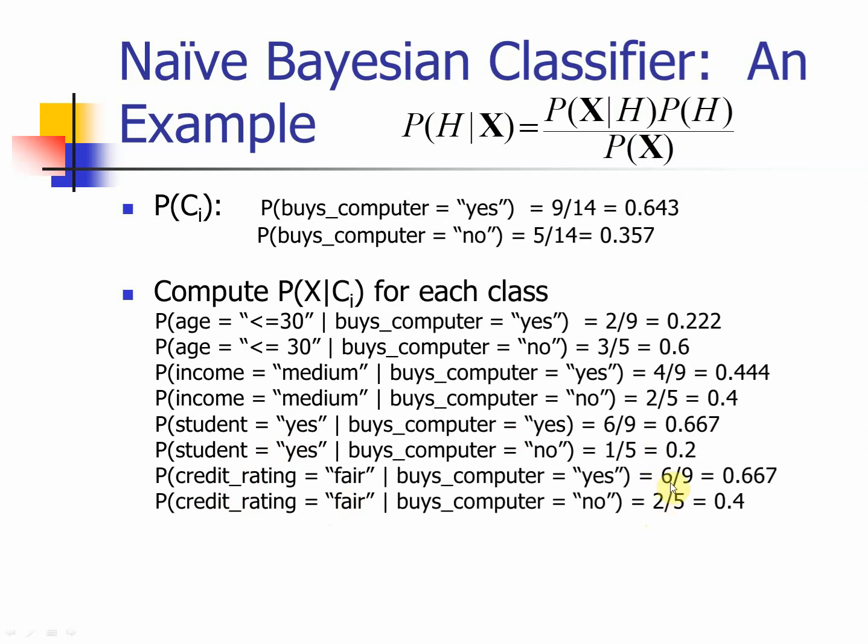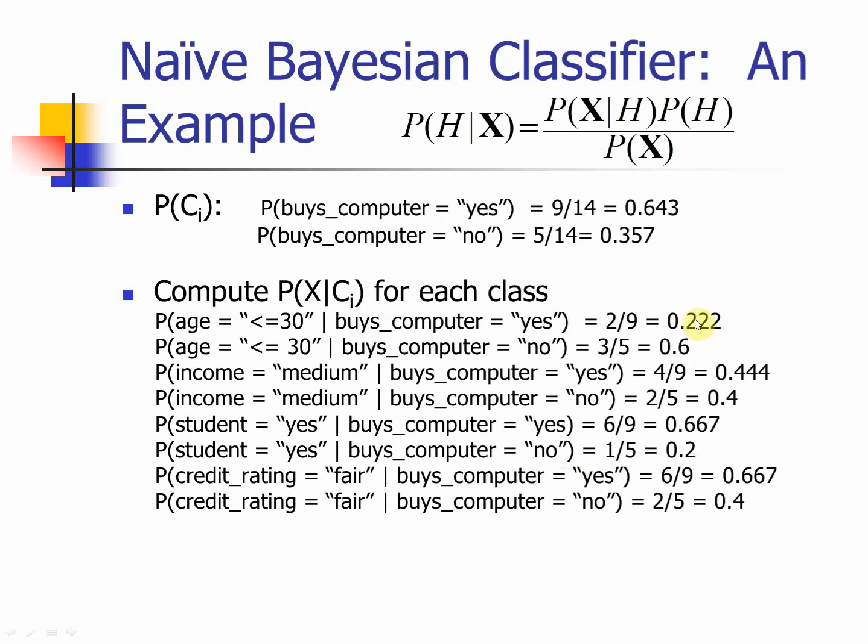There are 7 fair ratings. 6 out of 9 is buying a computer, 2 out of 5 represents the probability of not buying a computer, and therefore we can get all of the values that we need. And therefore the next stage is to multiply all relevant information together to make our prediction.